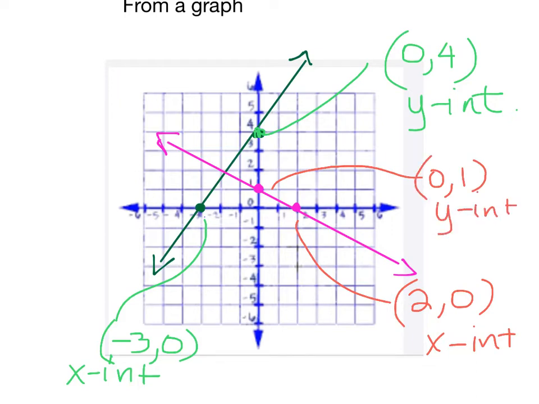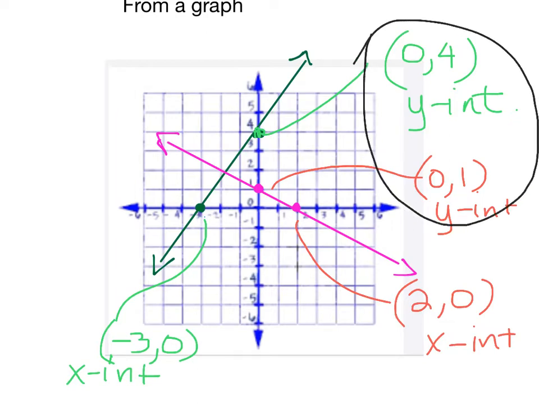Everybody with me on finding intercepts when it's already graphed for you? Now, notice my y-intercepts. Notice my ordered pairs. Look at my x value in my ordered pair. What is it? In my y-intercepts, what's the x? 0. So this is how we're going to find intercepts when you're given an equation.